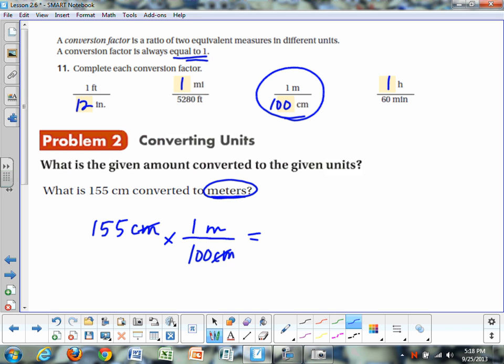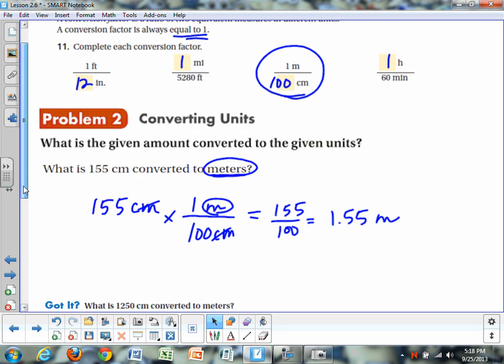And then I'm just going to multiply this out, and I get 155 in the numerator, 100 in the denominator, and that equals 1.55. And whatever units I didn't cancel, that is the units that I use in my answer, 1.55 meters. All right, you try that.